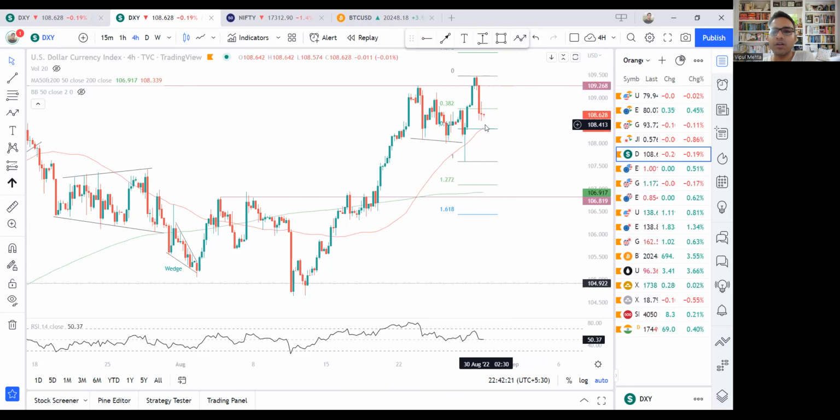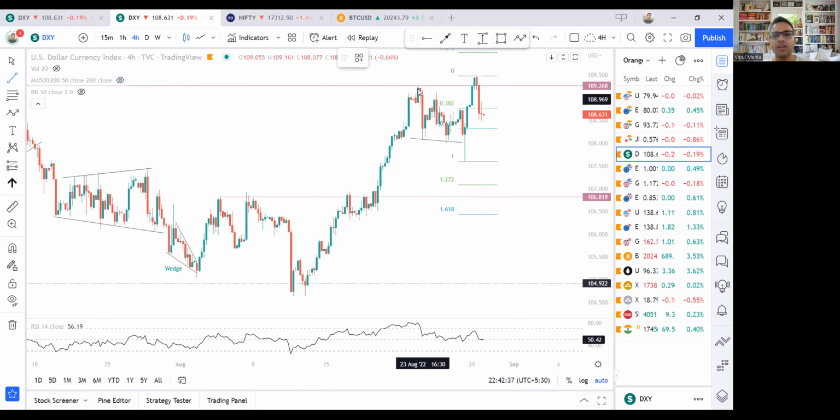On the contrary, this 61.8, this particular low, 108.3, if this is broken, then most likely we are going back towards this 107.6 zone. So it's very much indecisive price action in the dollar index, which is happening right now. We just don't know.